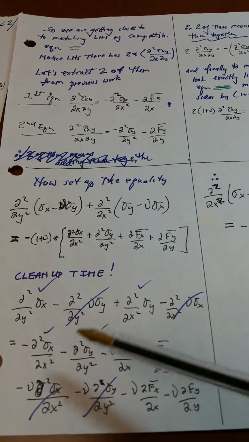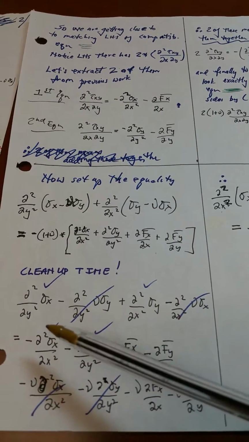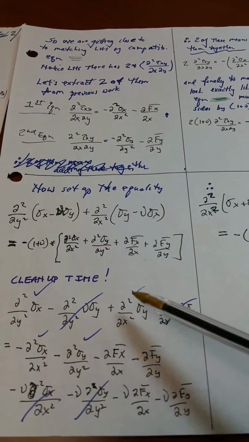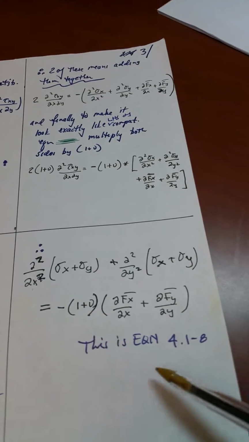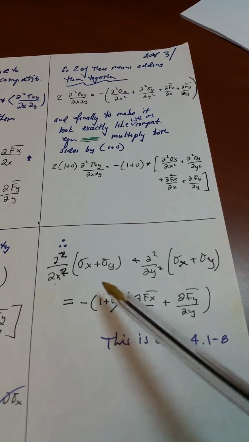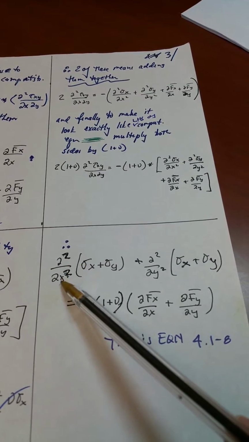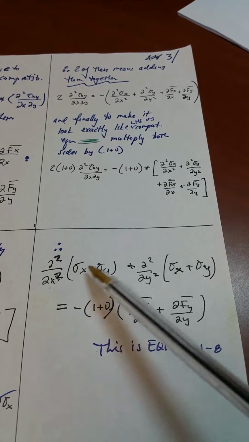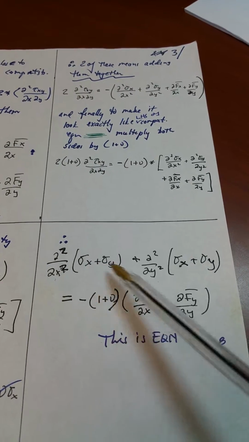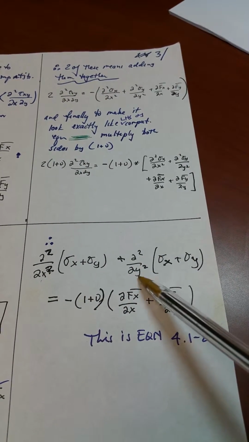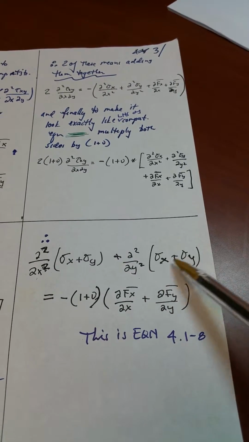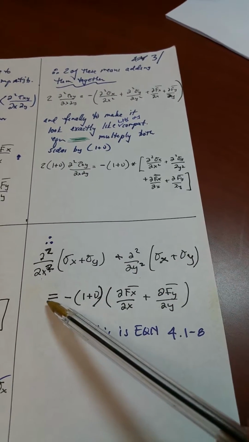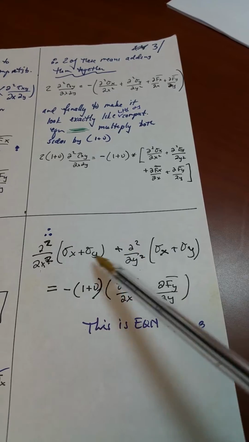And we clean up some terms. A couple of things cancel. And I was giving myself a check mark here where we ended up with equation 4.18. So we have the partial derivative twice with respect to x of the sum of these two, the partial derivative with respect to y twice of the sum of these two, is equal to something very interesting here.